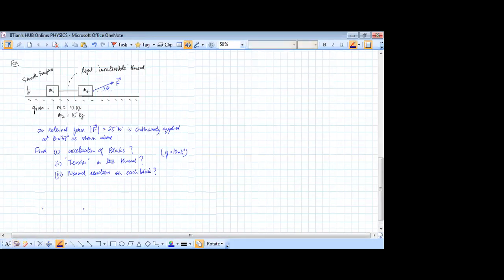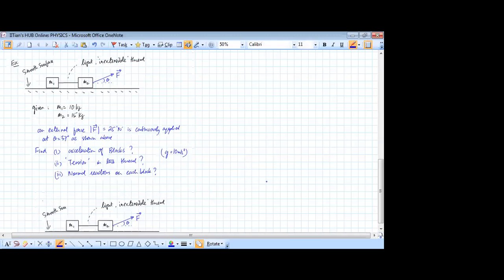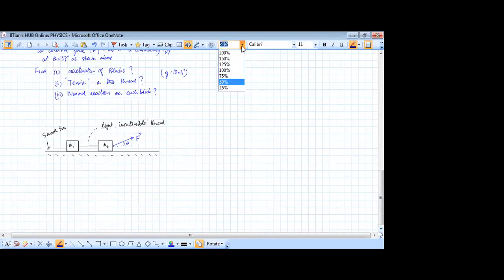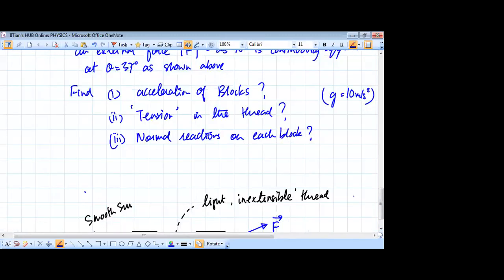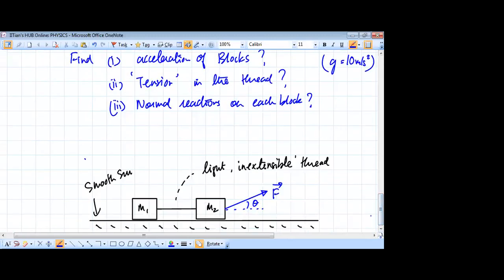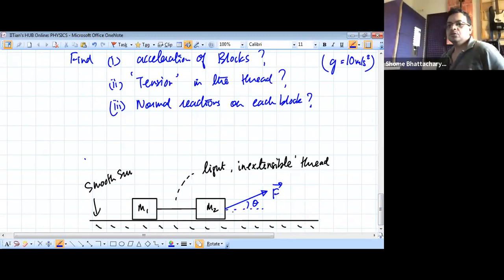Okay, so let's start by understanding the behavior of the system the moment I start applying the force. The moment I start pulling this block with a force like this, what happens is there is no friction. There's no friction on the ground. So this force that I'm applying has a horizontal component. And that component has a tendency to make this block start moving like this.